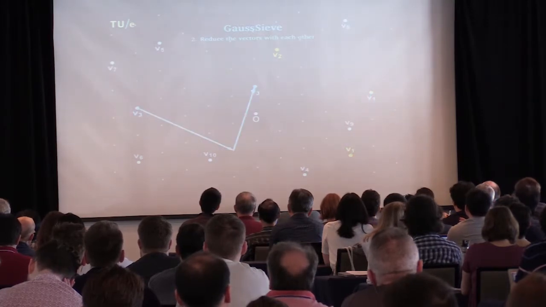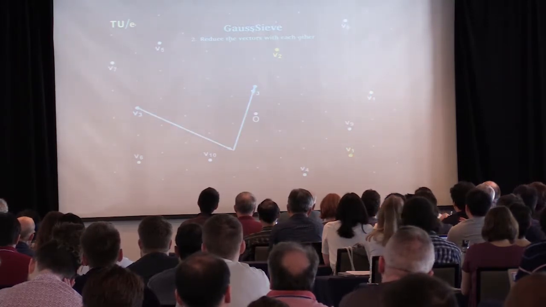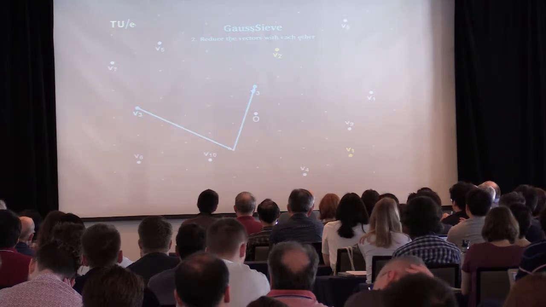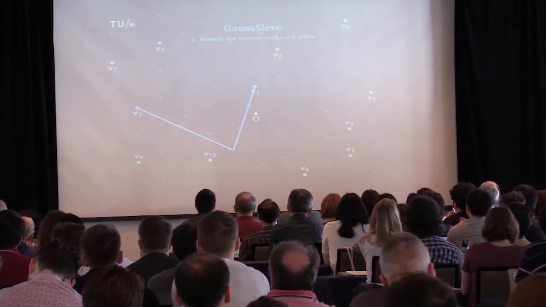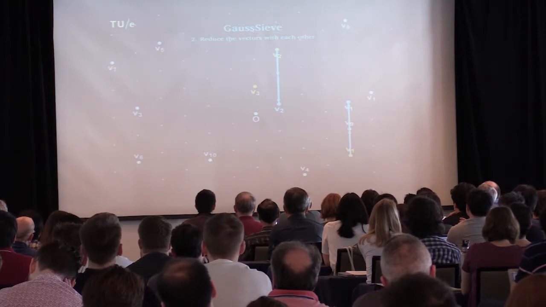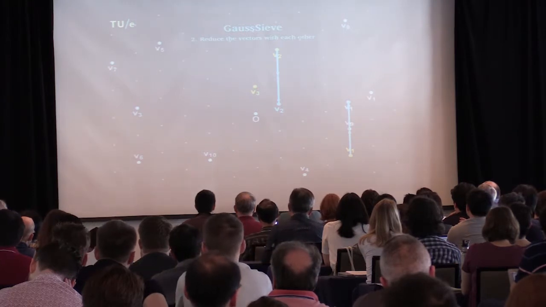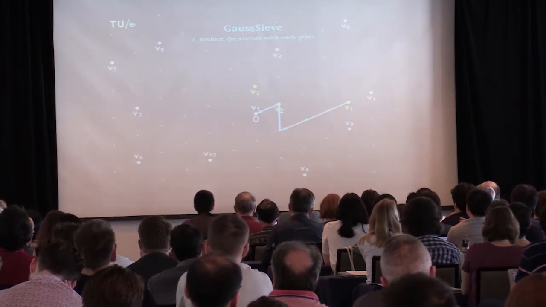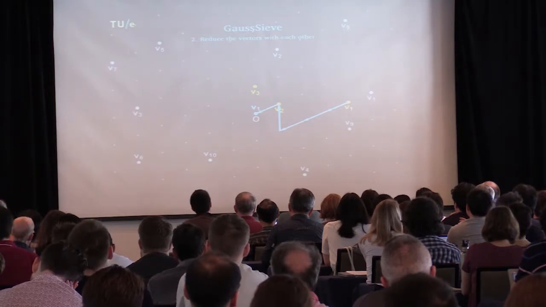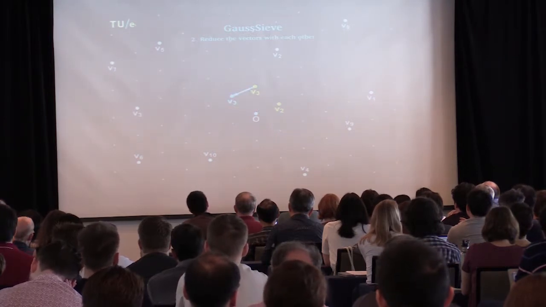Then V3, we can actually reduce it with V2 and V1 by adding V1 and adding V2, and then we get this much shorter vector already. Then we can also update V1 and V2 with this new vector V3. We can update V1 again with this V2 and V3. We can slightly update V3 again.